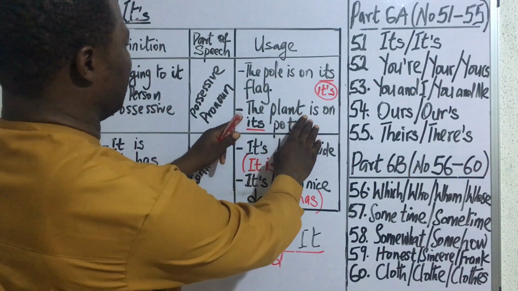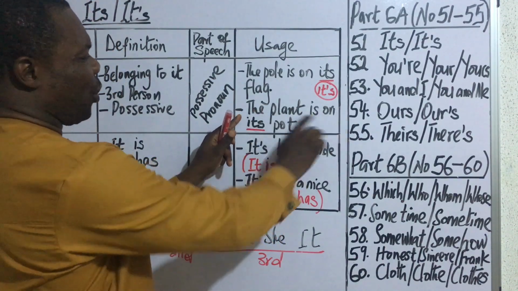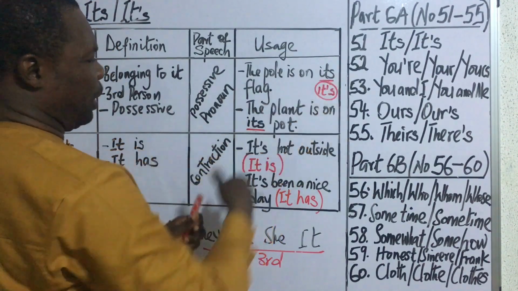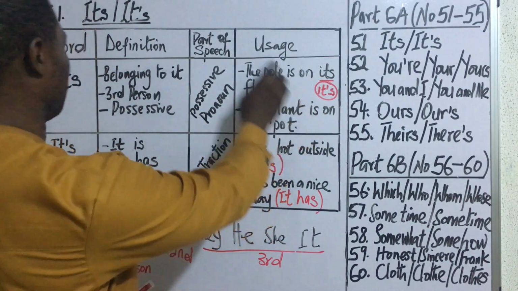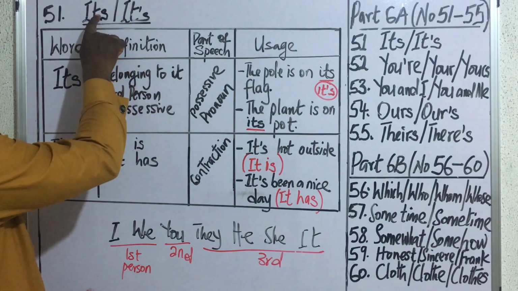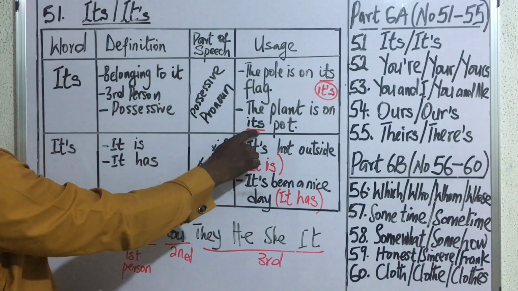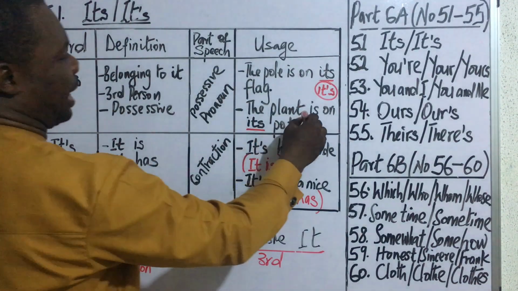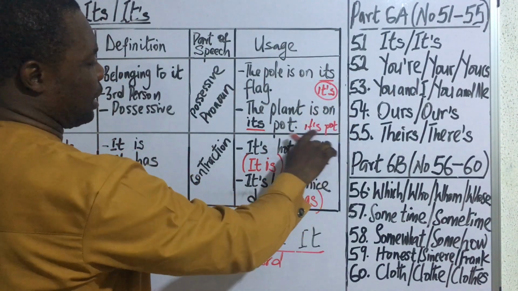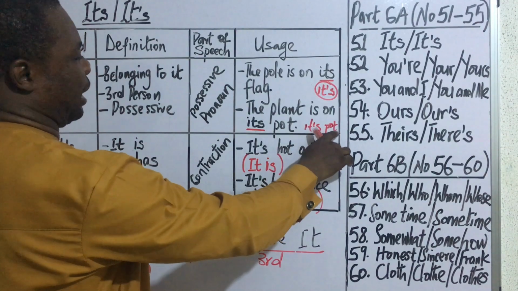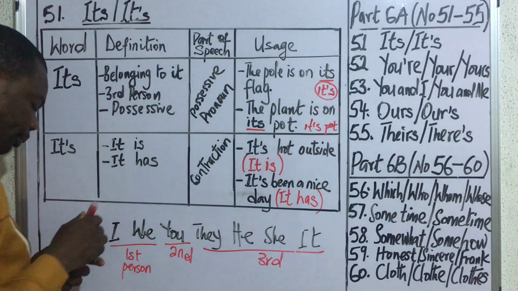Then for the second one, it says the plant is on its pot. Just like we explained here, the form of this word that can go with this expression is the one that doesn't have apostrophe. So you say its pot. You cannot say it's pot by introducing an apostrophe. If you should say this, it's going to become it is pot. And that's the next thing we want to talk about now.